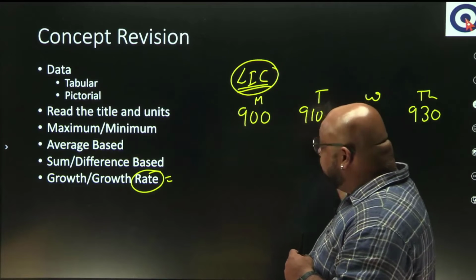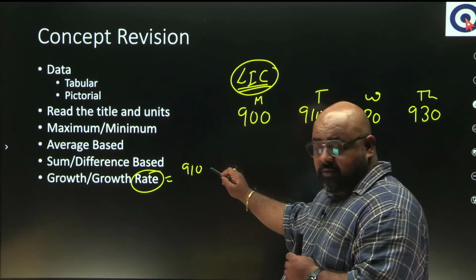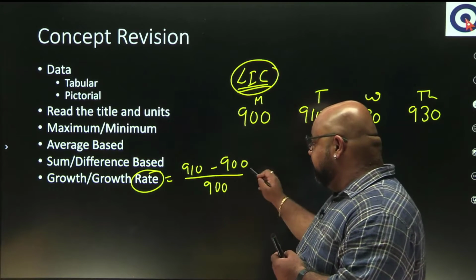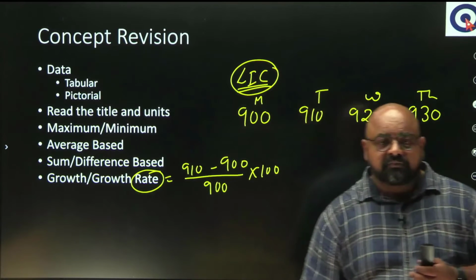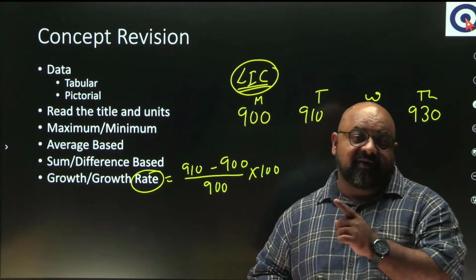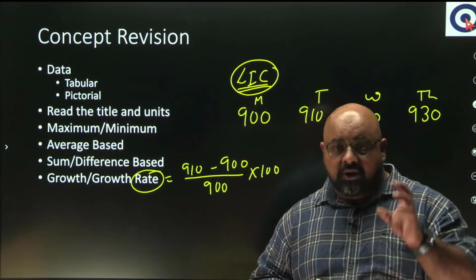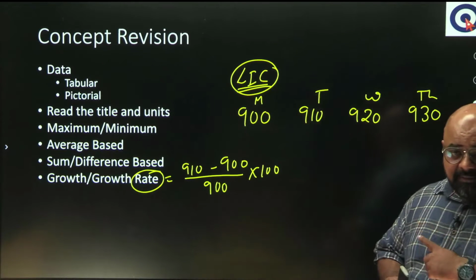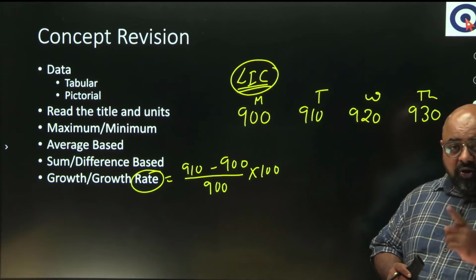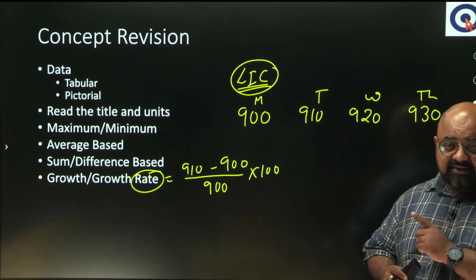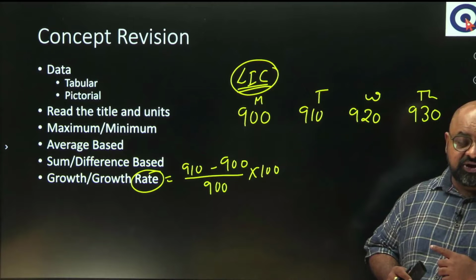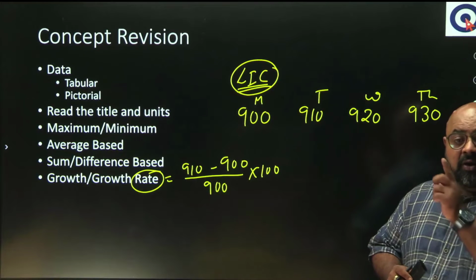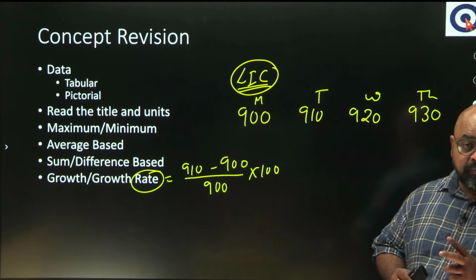So growth rate on Tuesday will be present value minus the value in the previous time period, upon the previous time period. Final value minus initial value upon initial value into 100 is the growth rate, or the rate of change. You would probably appreciate here that the change on all the days is the same, Tuesday, Wednesday, Thursday. The rate of change will be different on each day. On Tuesday it will be 10 upon 900, on Wednesday 10 upon 910, on Thursday 10 upon 920.